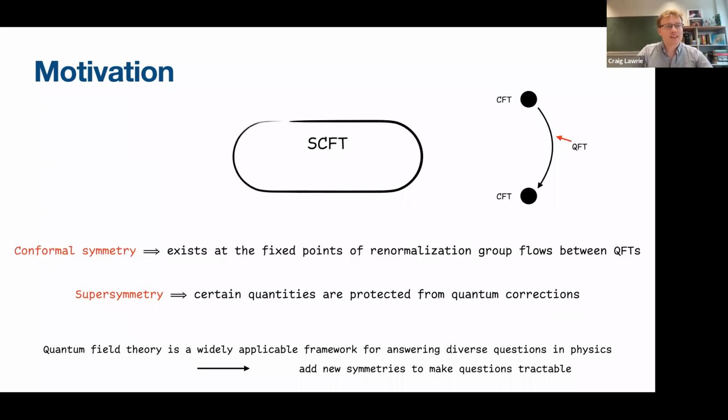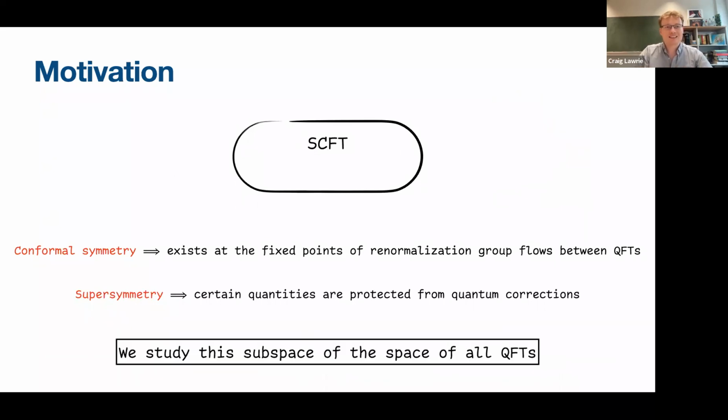And we might also want to add conformal symmetry. So conformal symmetry sits at the fixed points of renormalization group flows between QFTs, as I've drawn here. But as you can see, this rather decreases the size of the space that we're studying. But let's study this particular subspace of SCFTs.